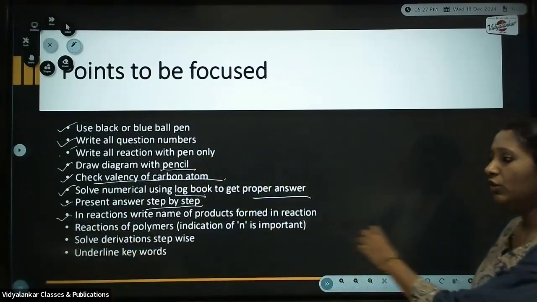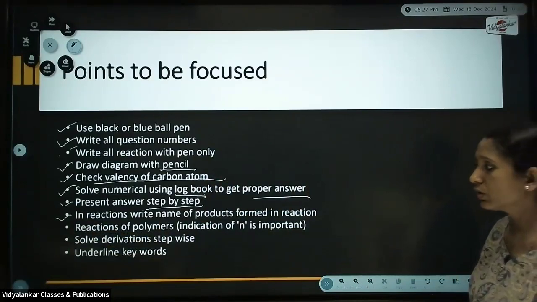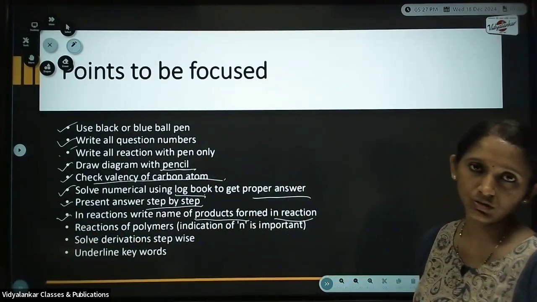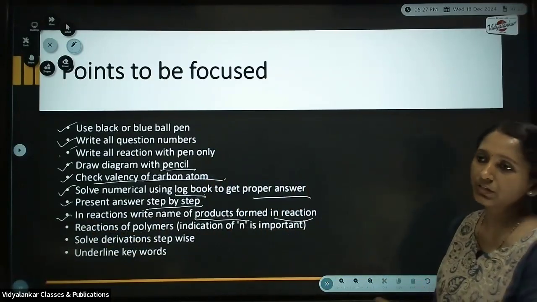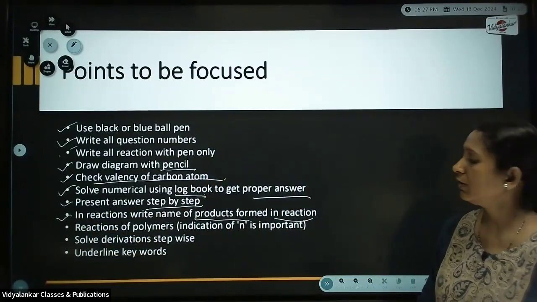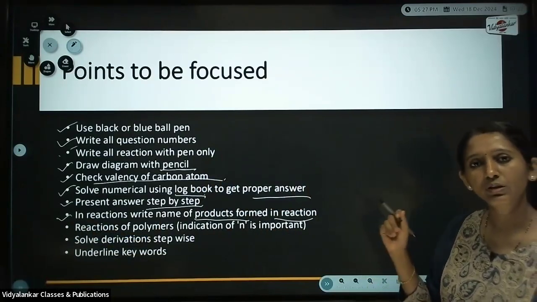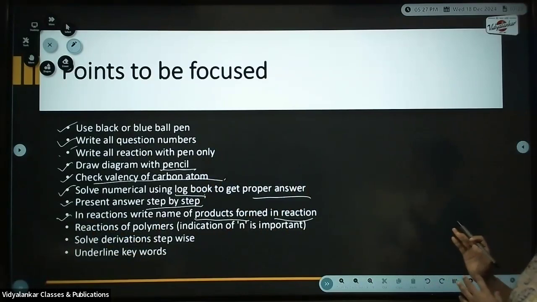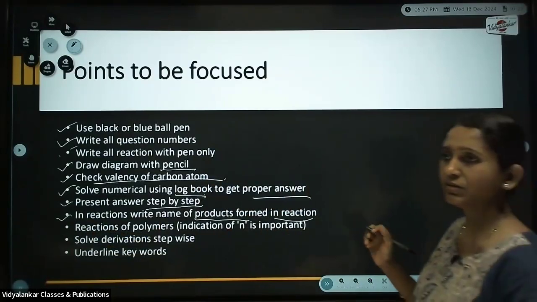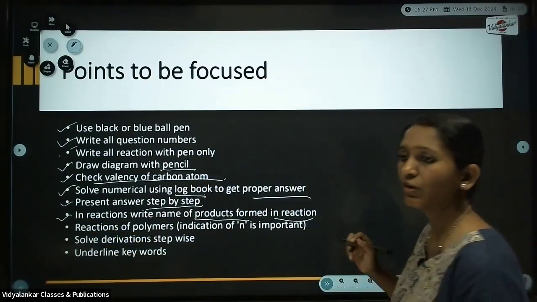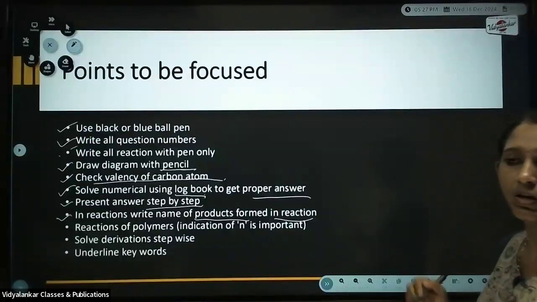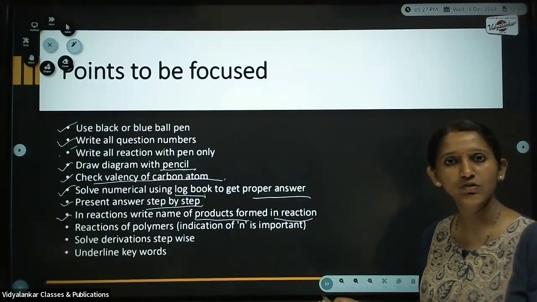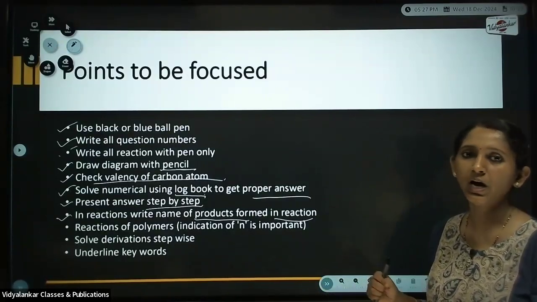When you write any chemical reaction, name the products formed in that reaction. Fine, whichever chemical reaction you are writing, after finishing the reaction, please name the product. Clear? For example, as I said, a short note on Wurtz synthesis. So what is Wurtz synthesis? There the alkyl halides react with sodium metal in presence of dry ether to give the higher alkane.